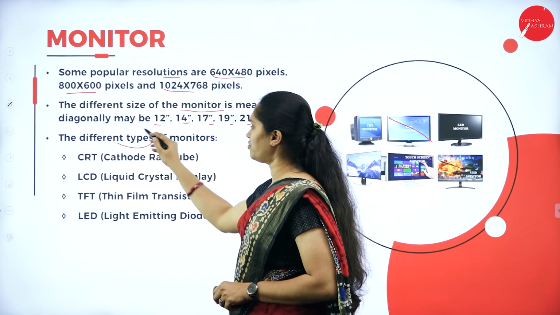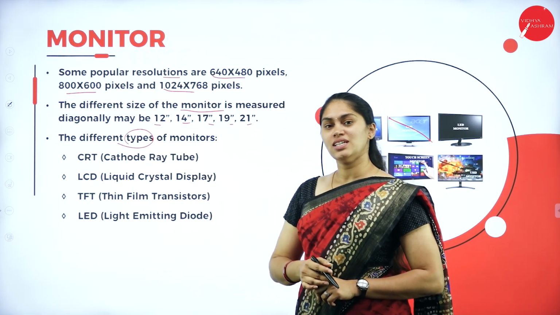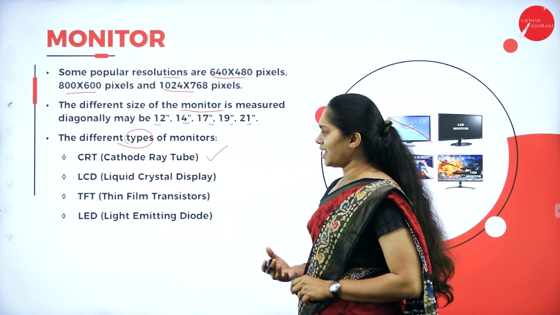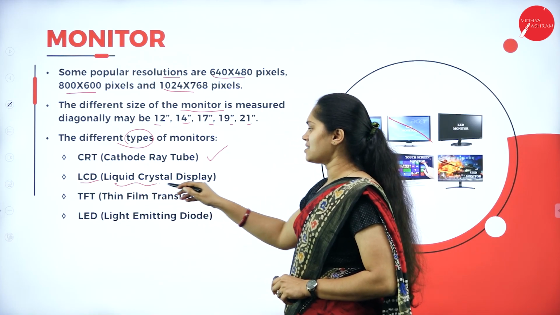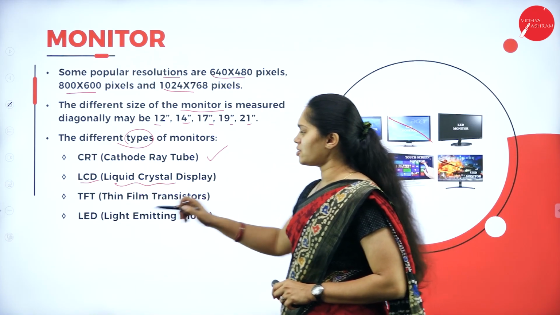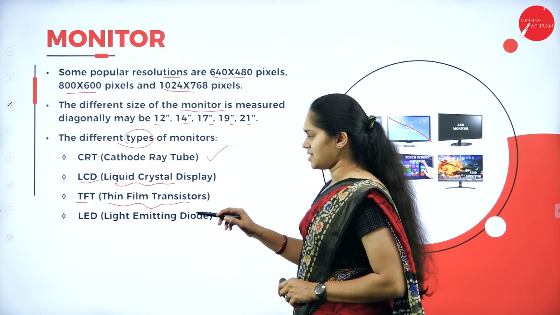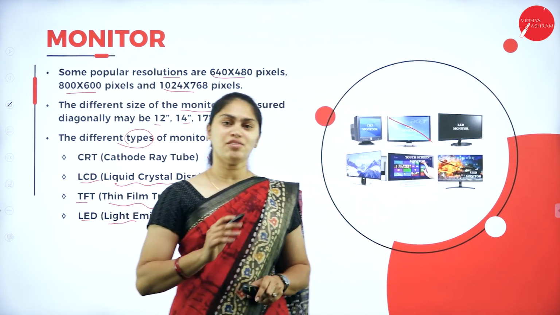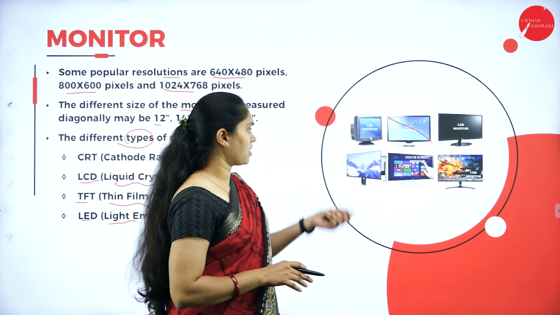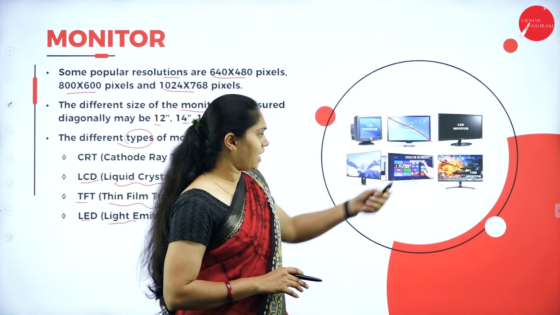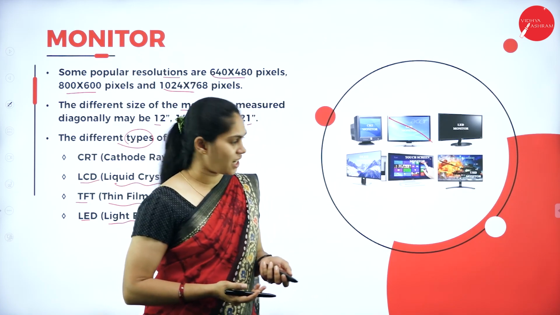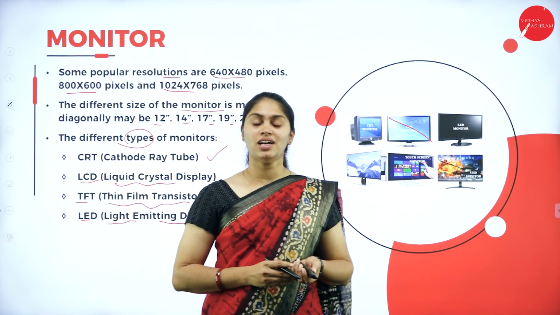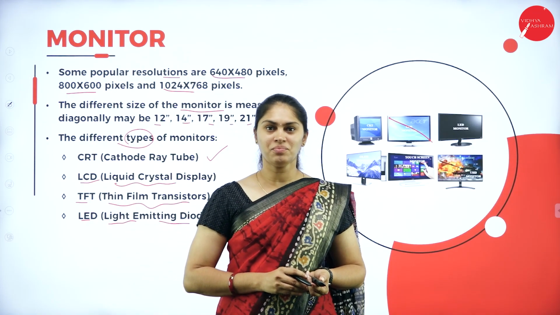Here we also have different types of monitor, including CRT, cathode ray tube monitor, which was used in the early age, and LCD, that is liquid crystal display. Also we have TFT, thin film transistor, and now we have LED, that is light emitting diode. These are the different monitors that you can see here: CRT monitor, LCD monitor, LED monitor, and also a touch screen monitor, and then UHD monitor along with a LED monitor. All these are the different kinds of monitor which we have.